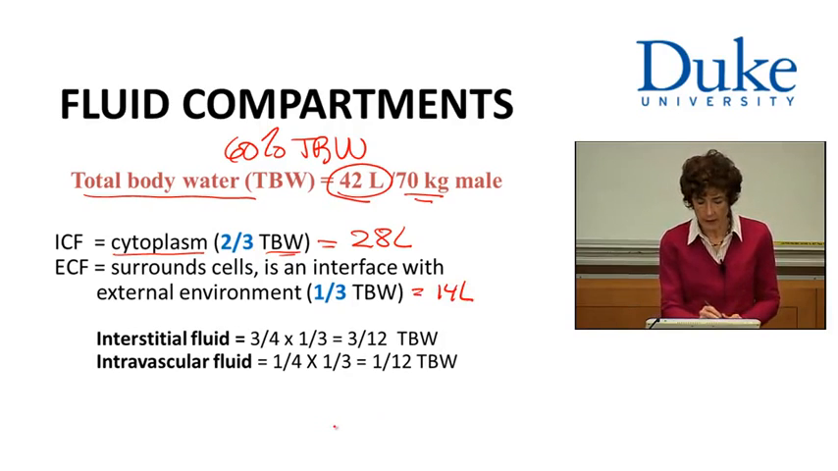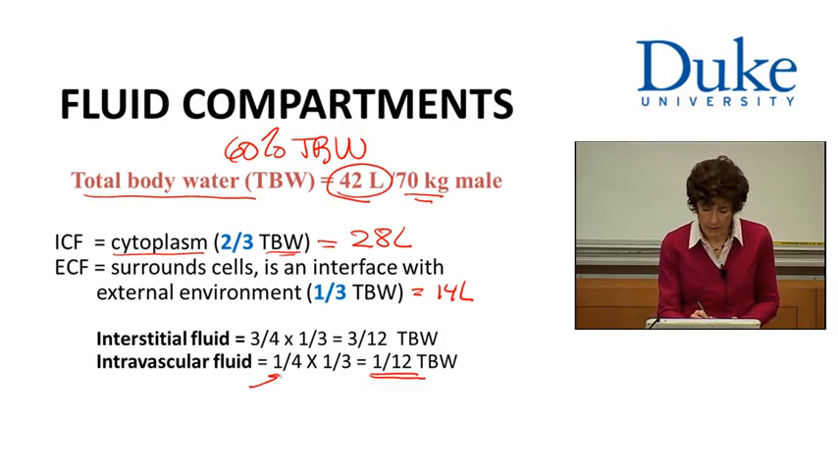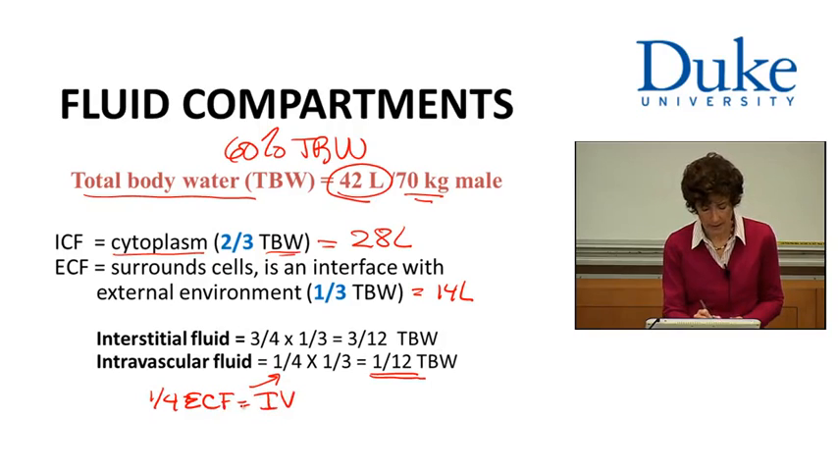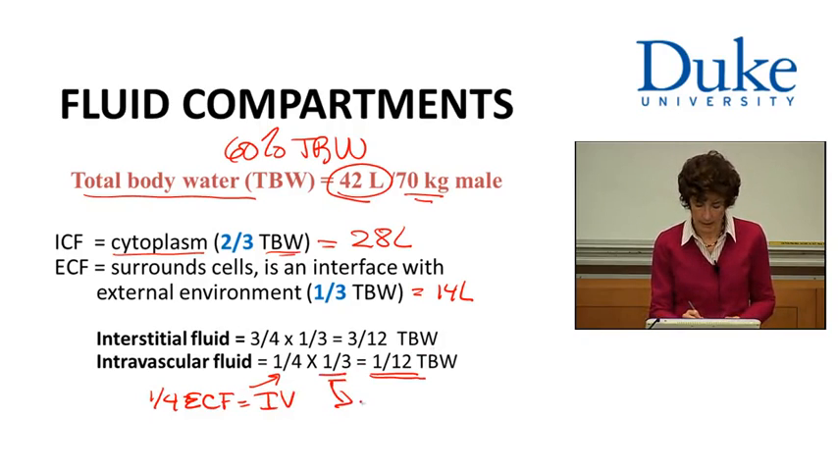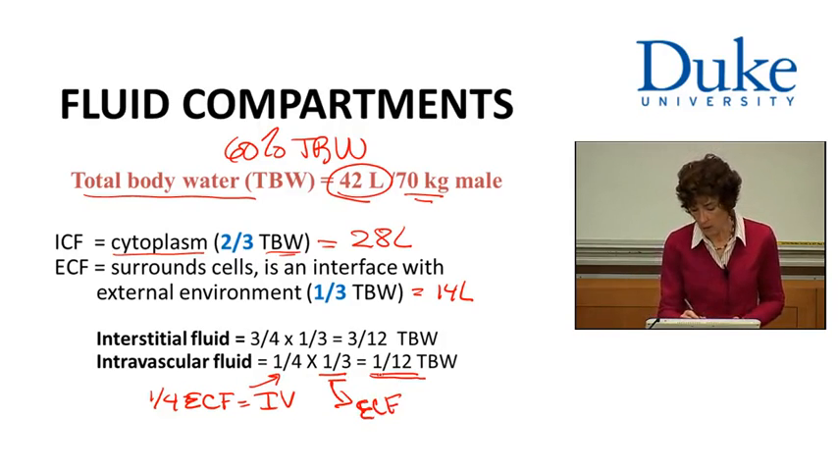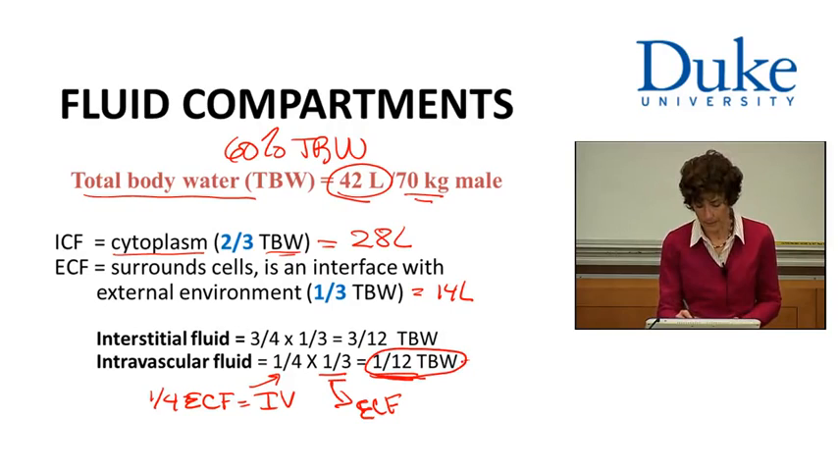And then within the ECF, or the extracellular fluid space, we have this intravascular fluid, and the intravascular fluid is actually only at 1/12 of the total body water. That is, it's 1/4 of the ECF. So we have 1/4 of the ECF is equal to the intravascular space, times 1/3, which is the ECF. That is, of the total body water. And that gives us then 1/12 of the total body water is equal to the fluid phase of the blood, or the vasculature. And that is equal to the plasma.